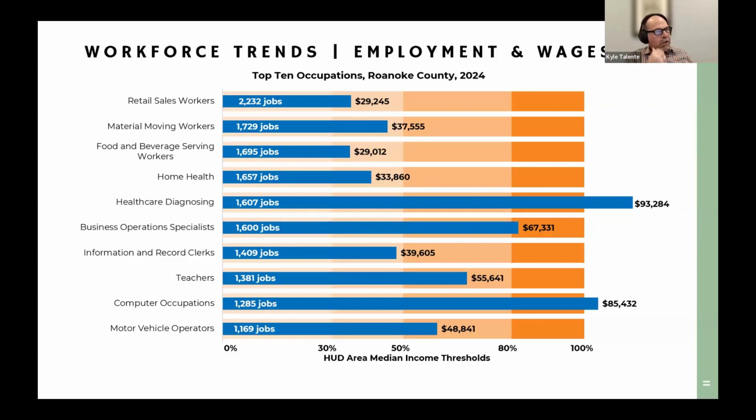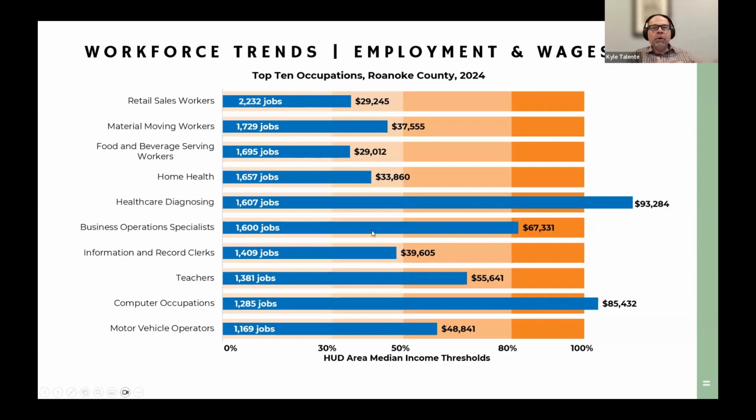What you're looking at here are the largest occupations of jobs that are currently in Roanoke County. The blue bar is what the median, the 50th percentile job in that occupation pays. And then we're showing you what the income bands are for 30%, 50%, 80%, and 100%, which are the different color oranges. And I'm going to say oranges, even though I know when you get down here, it's more of a tan.